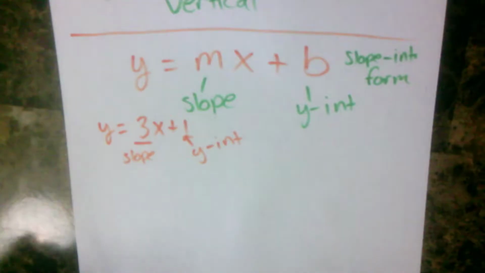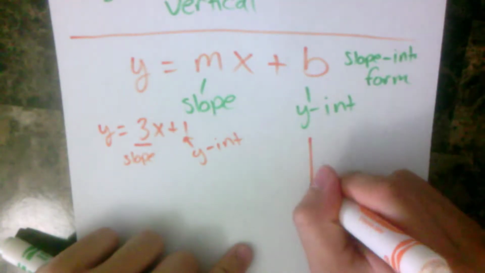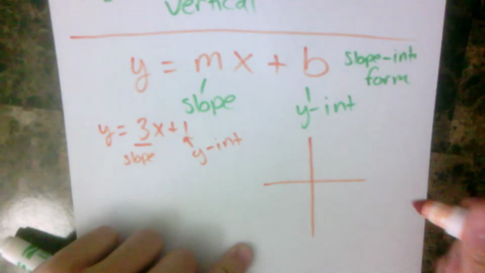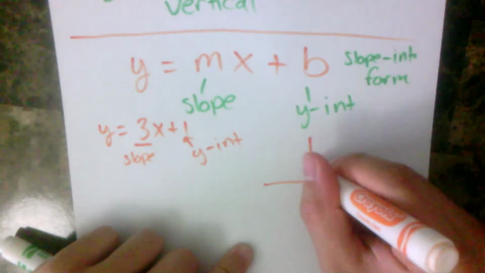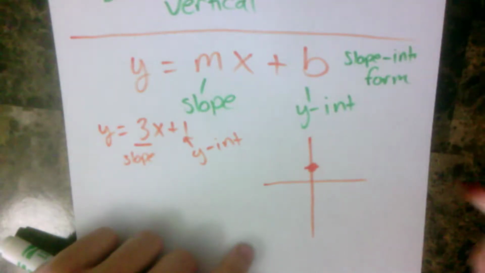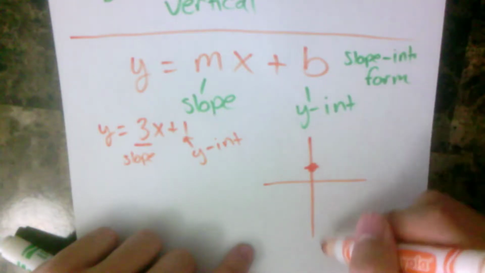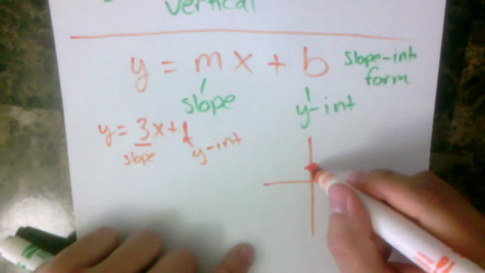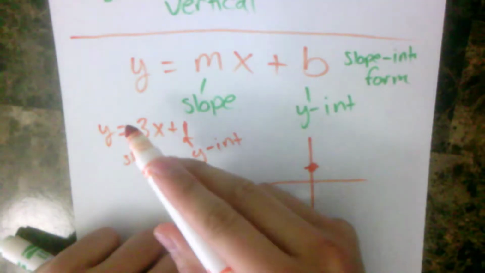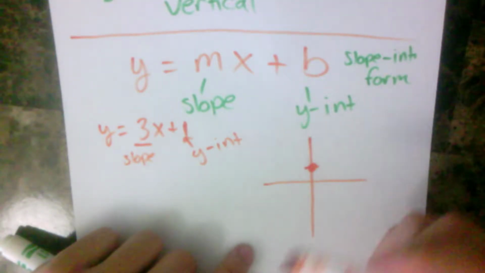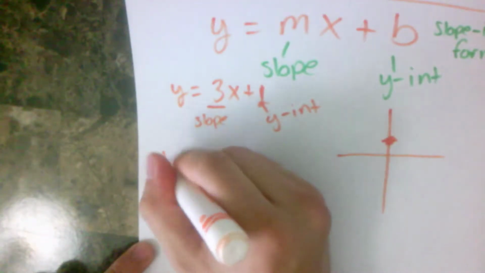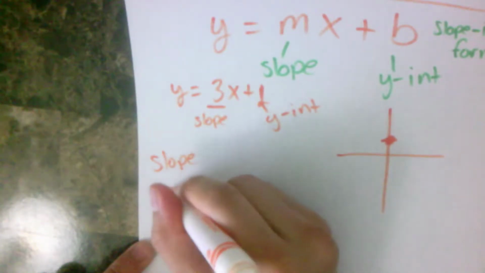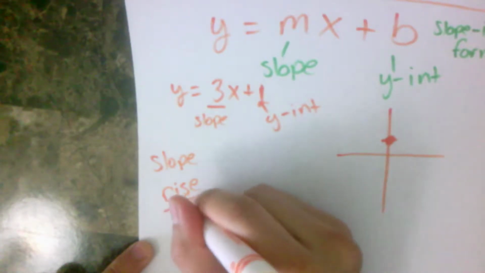Given this information, it's actually really easy to draw, because what you can do is you can go, okay, well, my y-intercept's at 1, so let's plot that dot first. Okay, so y-intercept's at 1. I know that because it has to be on the y-axis, and that's my y-intercept, that 1 right there. So I'm just going to put a dot at 1. And then the slope is 3. Slope is written like this. Slope is rise over run.